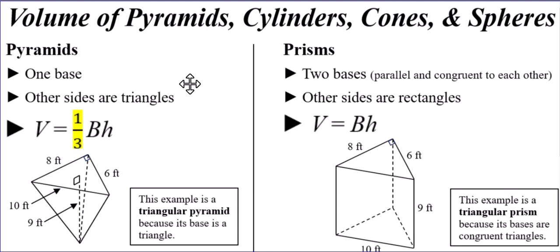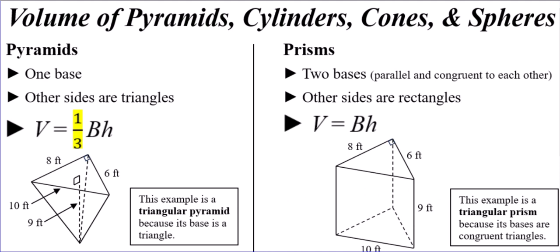We're going to start right off with the difference between pyramids and prisms. Now, some of this we already talked about before, but let's review. Pyramids have one base, and the other sides are triangles. Prisms have two bases that are parallel and congruent to each other. And then the other sides that go in between those parallel congruent bases are going to be rectangles.